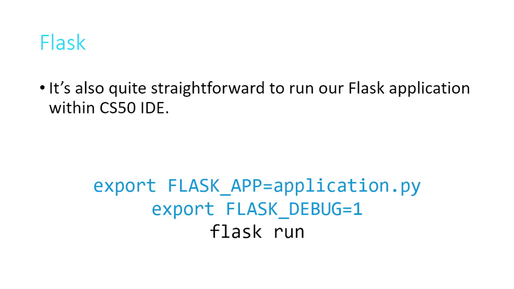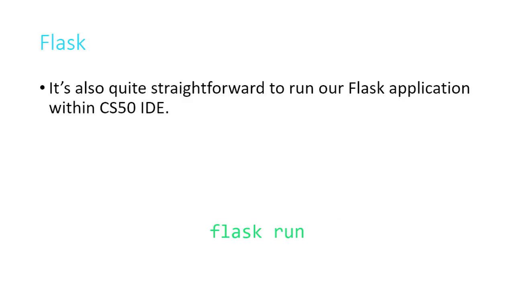Again, after the first time you get configured with the particular application you want to run, you can leave these 2 lines out. You won't need them again. You can just continue to type flask run, and it will continue to run that same application over and over until you no longer want to run it. And then you would export a different application, export a different debug mode, and so on.